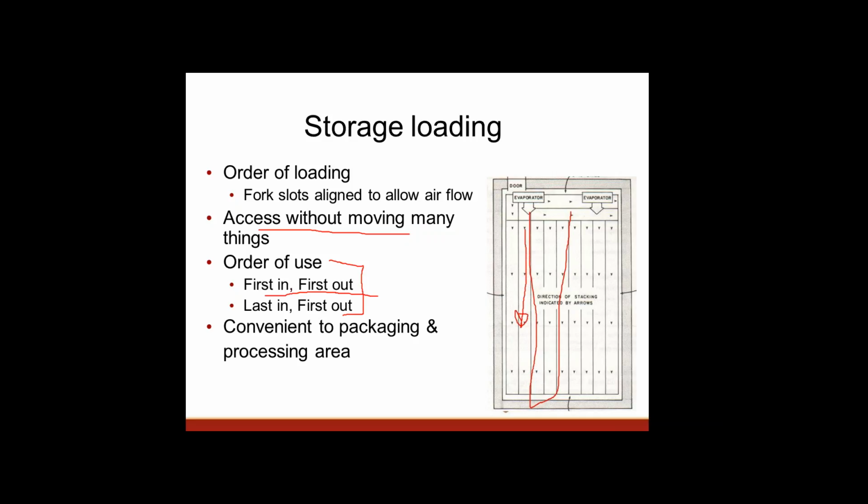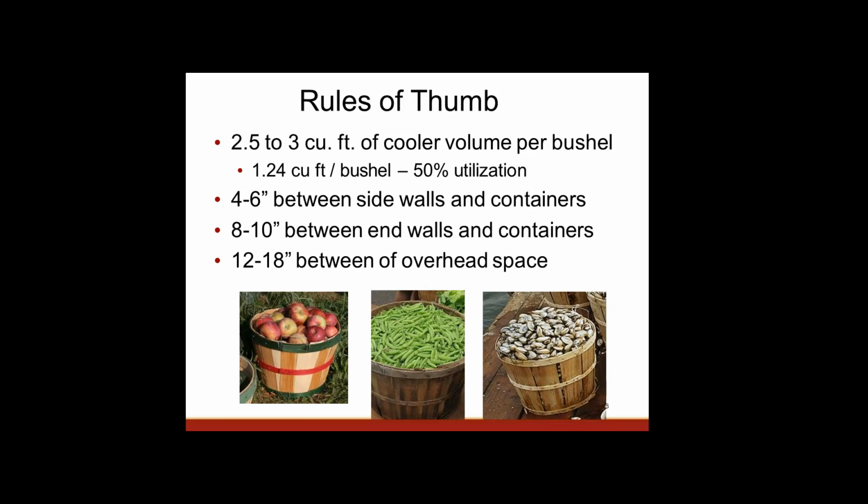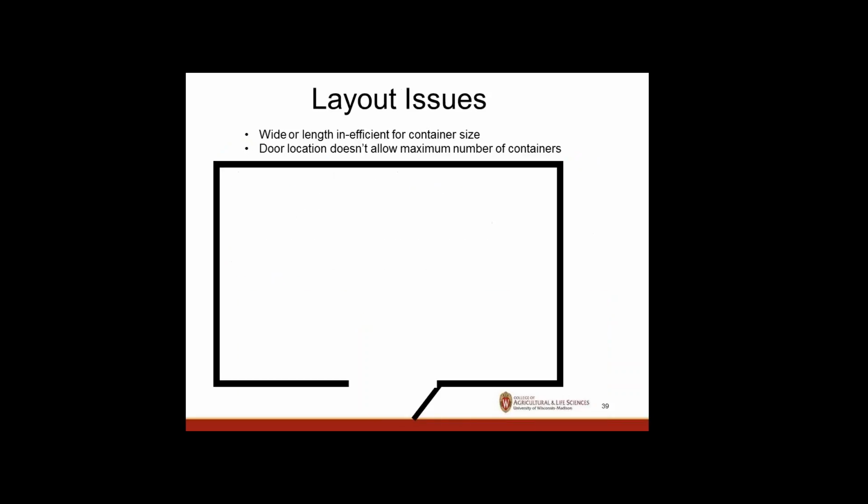And any cooler should be convenient to the packaging and process area. Some rules of thumb: it's going to require about 2.5 to 3 cubic feet of volume per bushel. So we're going to have about 50% utilization of a cooler. And we've already talked about having enough air space between the walls and ceiling to get good airflow through that. But just from a space budgeting standpoint, that's something you can use.